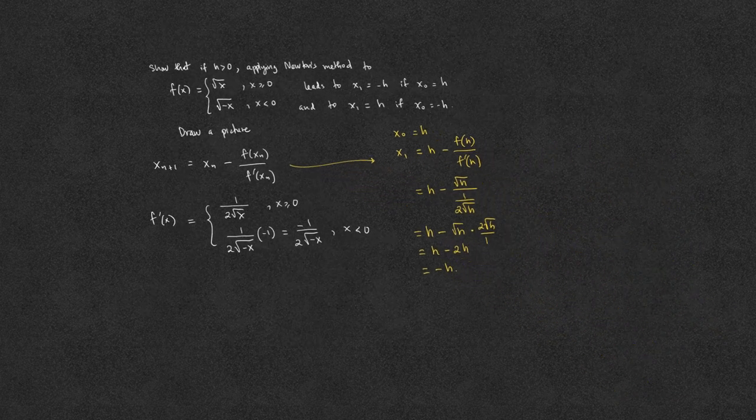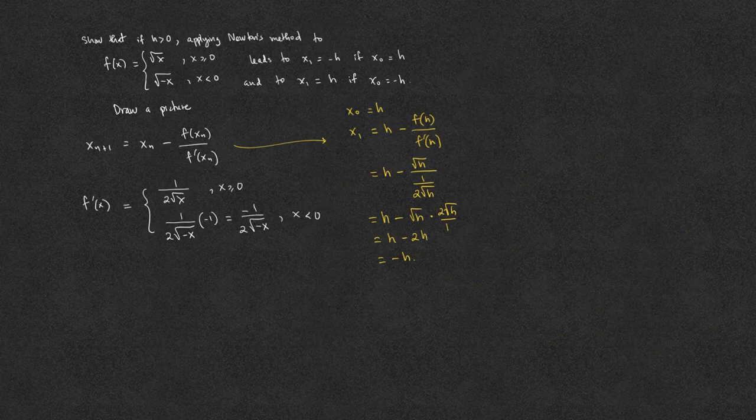Now, if we start with x sub 0 equals negative h, which is a negative number, then x sub 1 equals x sub 0, negative h, minus f of x sub 0, where x sub 0 is negative h, over f prime of x sub 0, negative h. But this time, since negative h is a negative number where h is positive, we would use the second piece, for the negative.